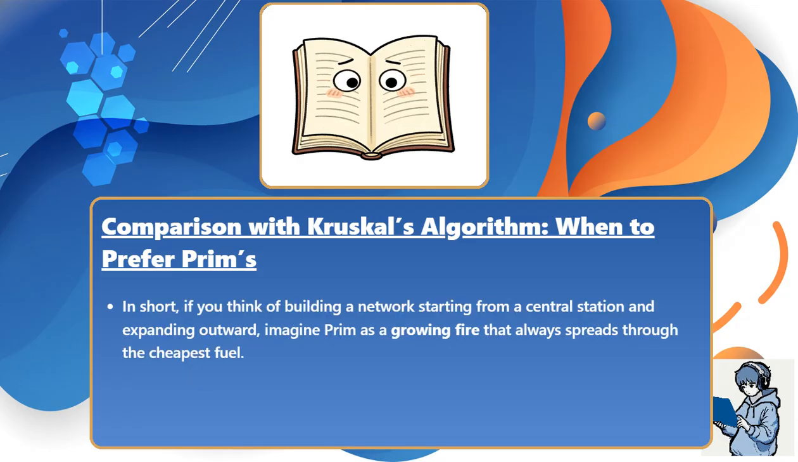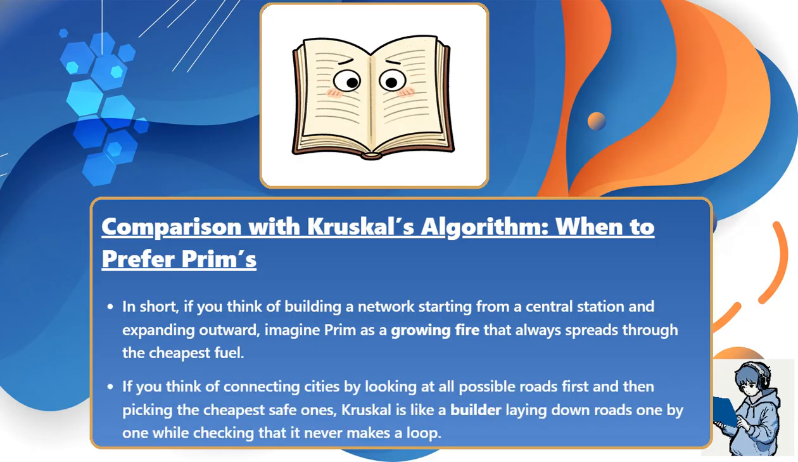In short, if you think of building a network starting from a central station and expanding outward, imagine Prim as a growing fire that always spreads through the cheapest fuel. If you think of connecting cities by looking at all possible roads first and then picking the cheapest safe ones, Kruskal is like a builder laying down roads one by one while checking that it never makes a loop.